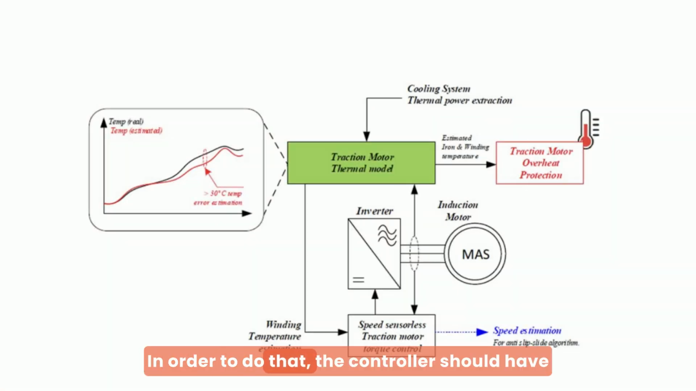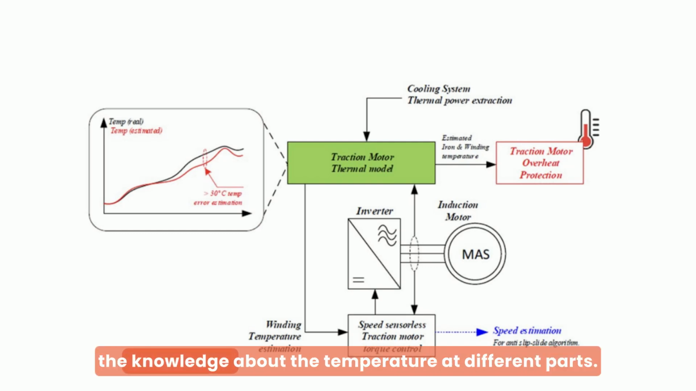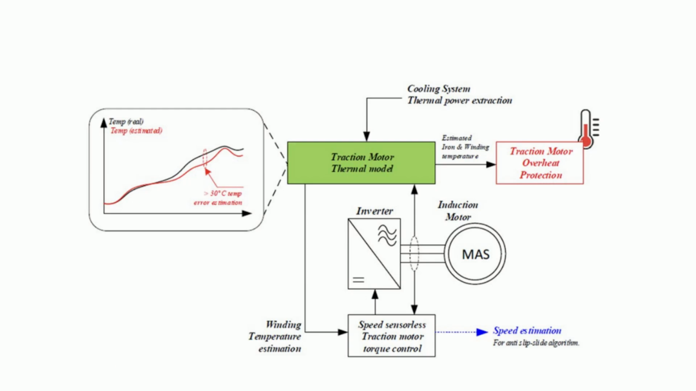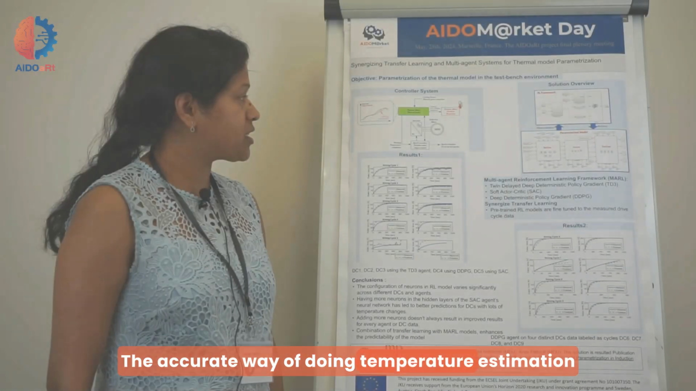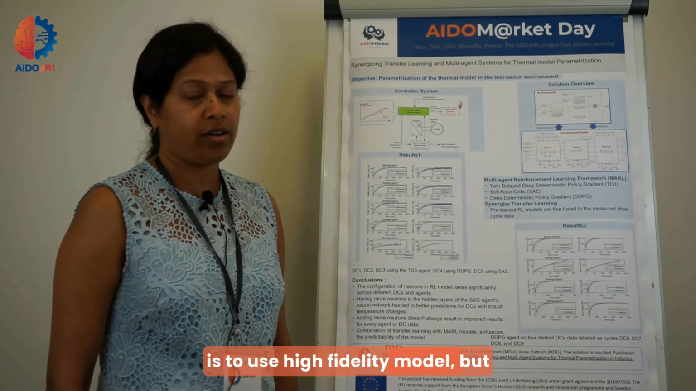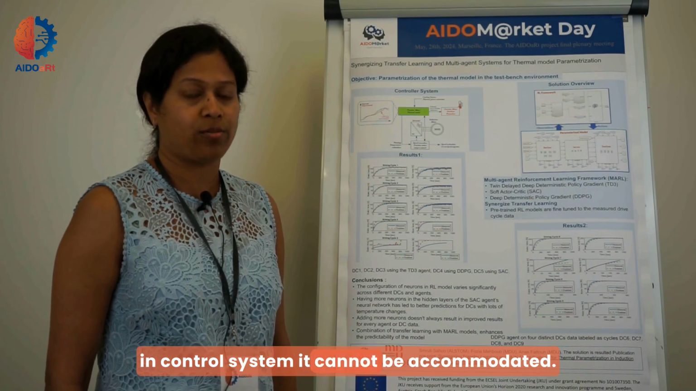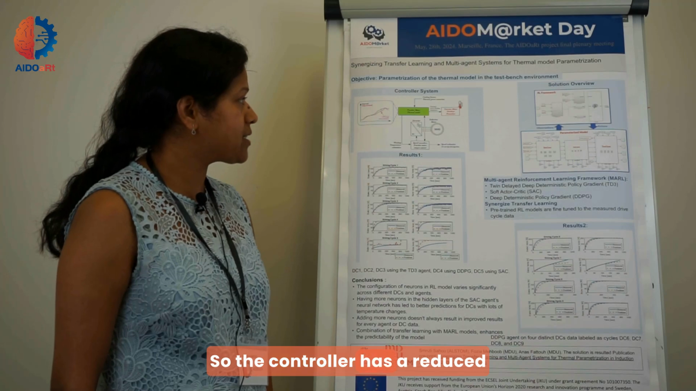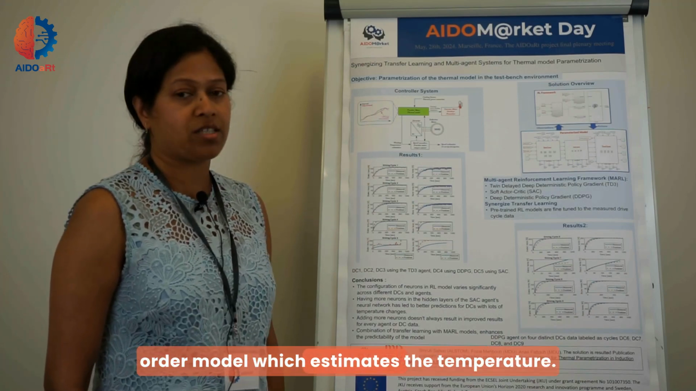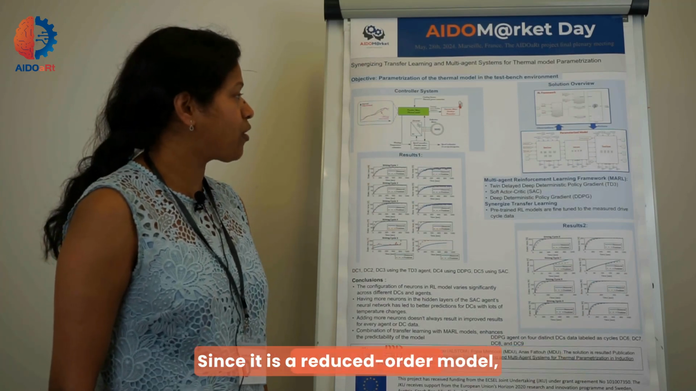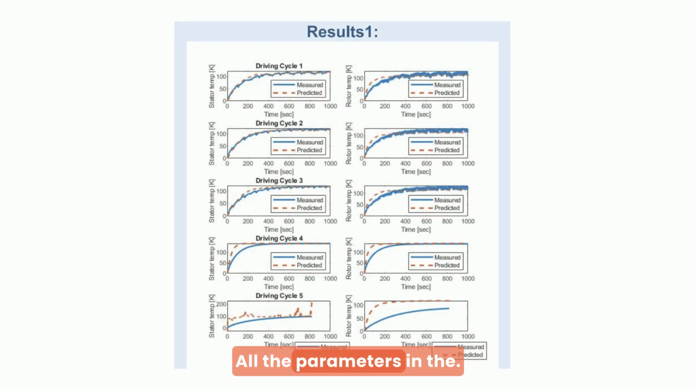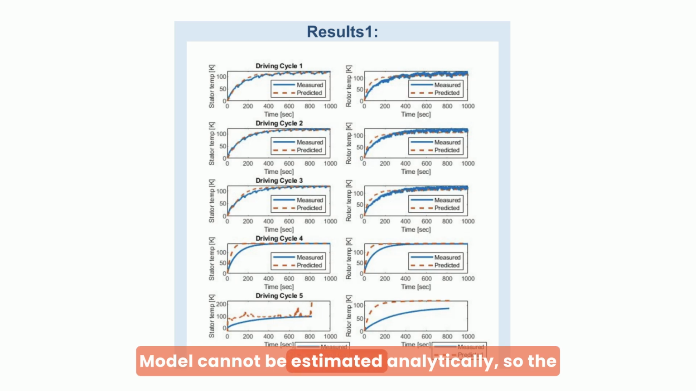In order to do that, the controller should have knowledge about the temperature at different parts. The accurate way of doing temperature estimation is to use a high fidelity model, but in a controller system, it cannot be accommodated. So the controller has a reduced order model which estimates the temperature. Since it is a reduced order model, all the parameters in the model cannot be estimated analytically.